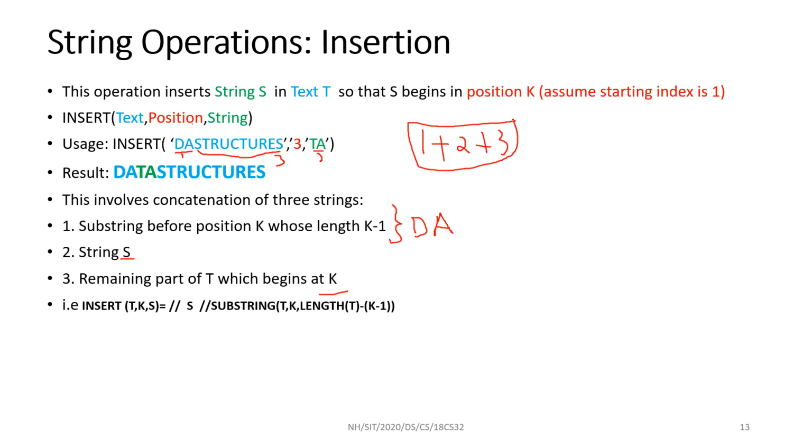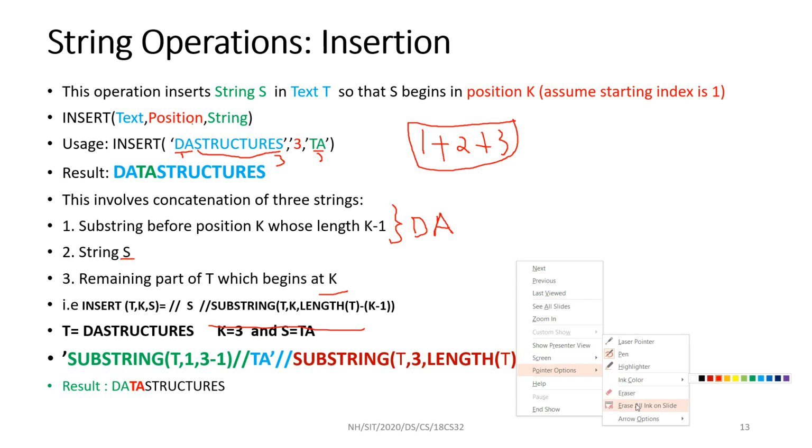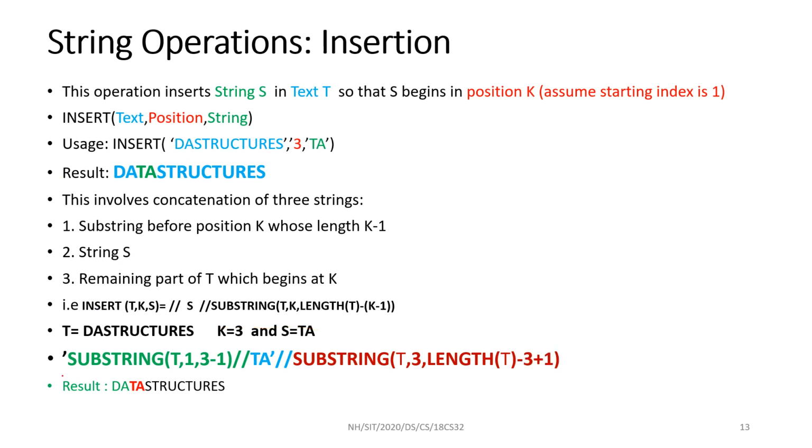How to write that program? So insertion, that is inserting S in T at position K, is equal to the join operation. What to join? Three strings you have to join. The first part of the string, a substring, second is the pattern, third is another substring. These you have to join. Okay, it is shown like this. Something is missing, that I'll correct. The first part is missing. I'll correct it.